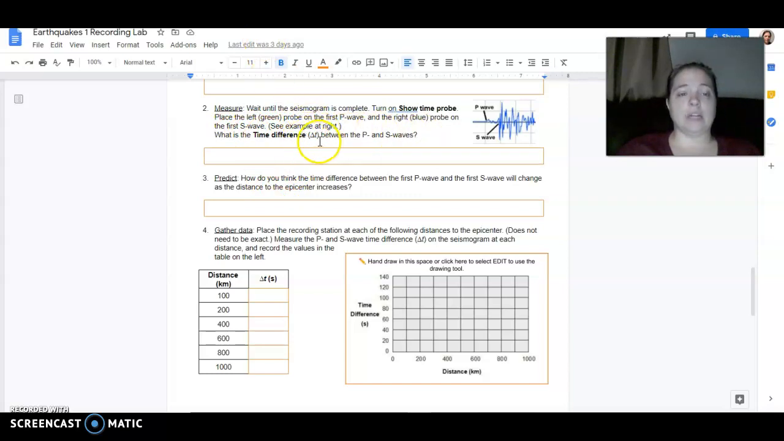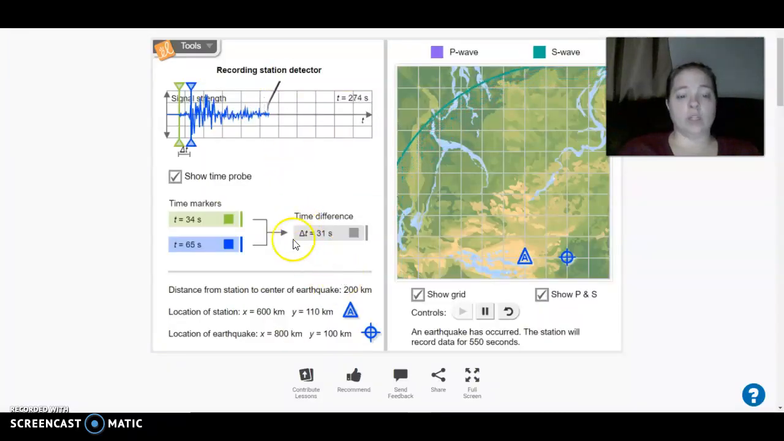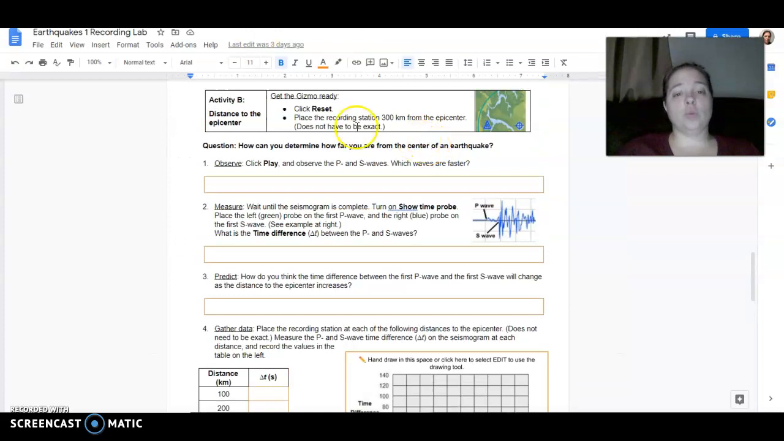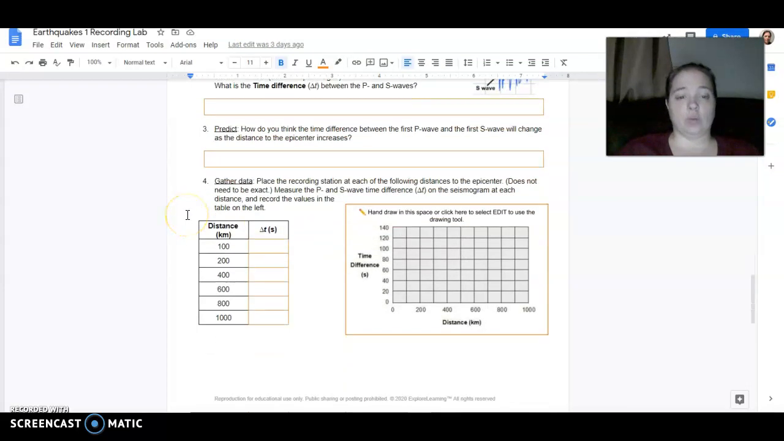All right, so it wants you to write down the time difference between the S and P waves. This is going to be the delta T or the change in time. So anytime you see this delta, delta means change. So I would write down 31 seconds. Mind you, you are not writing 31 because you are doing yours at 300. I did mine at 200. All right, so predict.